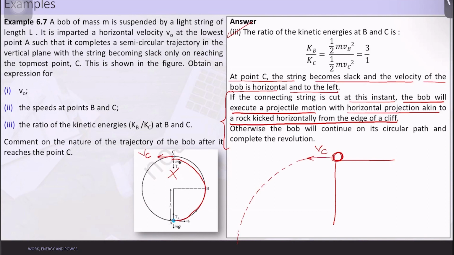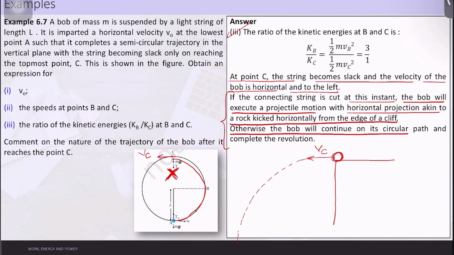That is the thing explained here. If I cut the string at this position, only the velocity is acting, there is nothing else acting there, and mg will be acting throughout the complete projectile motion.